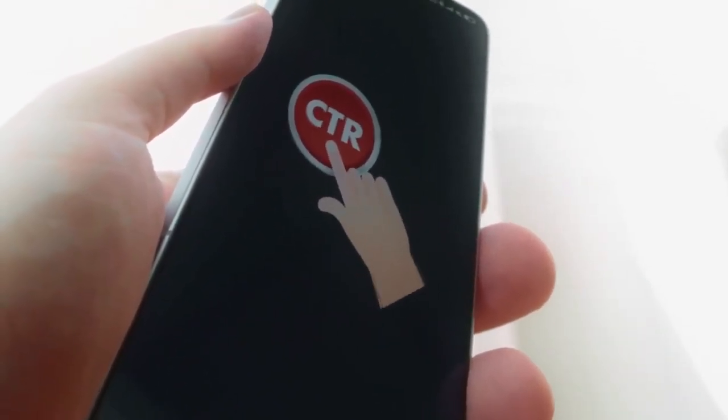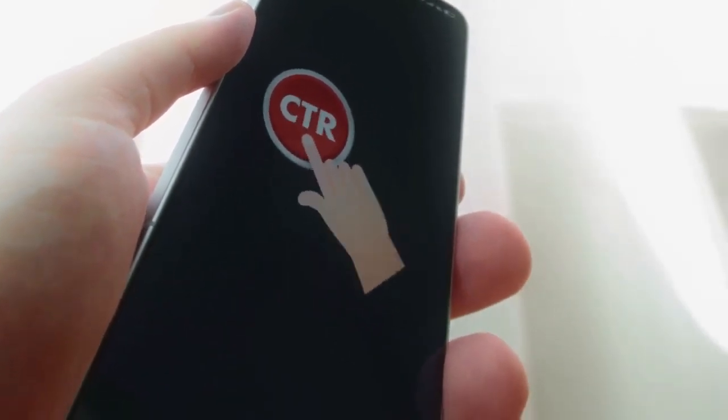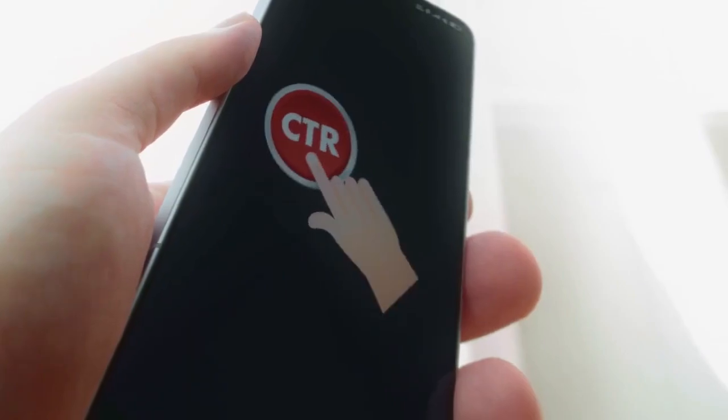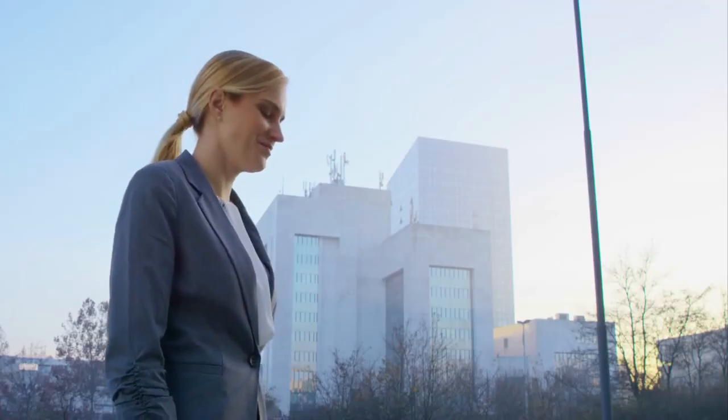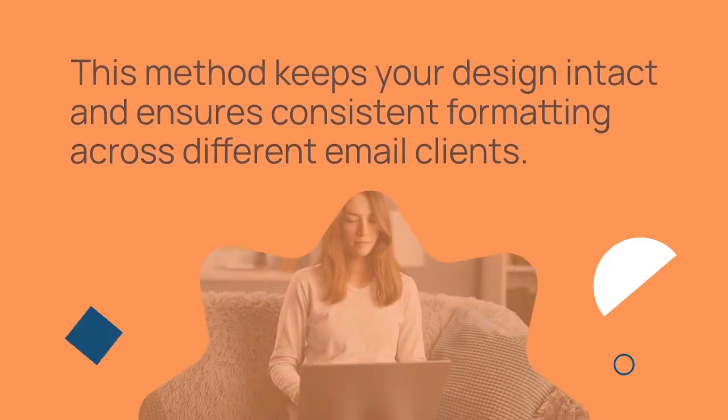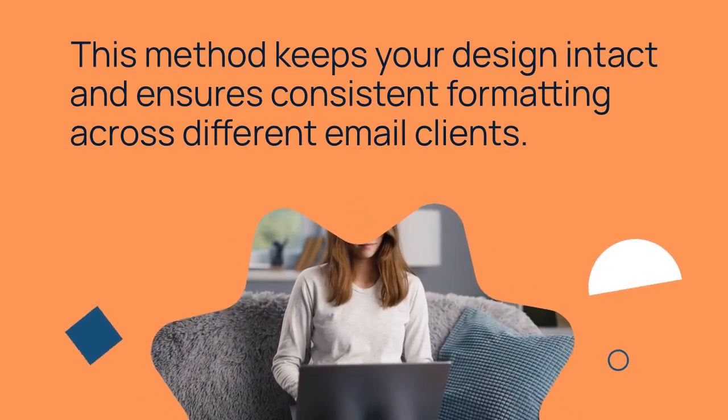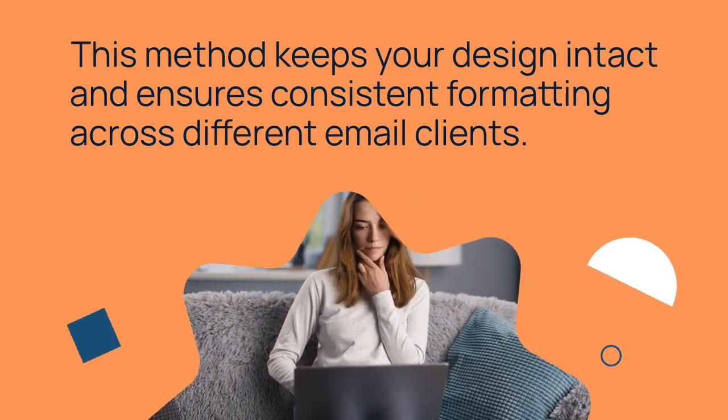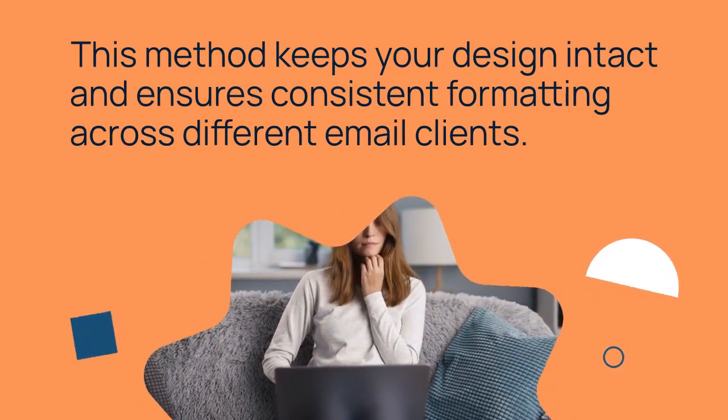Your entire Canva email design will now appear as a single image within your Outlook email. You can then add your subject line and recipients. This method keeps your design intact and ensures consistent formatting across different email clients, making your email look professional.